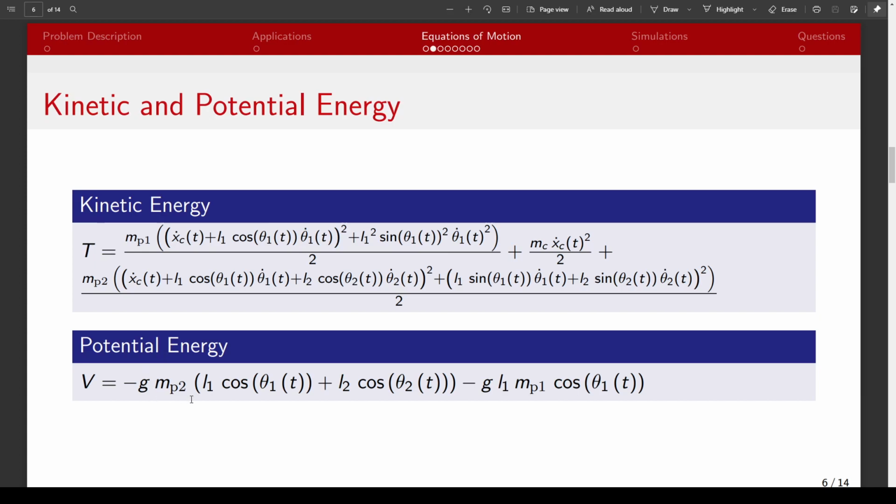Potential energy is a little bit more simple. Because of the way the problem is constrained, the cart does not change its potential energy. So right here we have the potential energy of the first pendulum, and so we have essentially mgh, so it's dependent on theta 1, and then for the second pendulum we have its relative height, which depends on the first pendulum as well. So we see that theta 1 comes into this term in the equation as well.